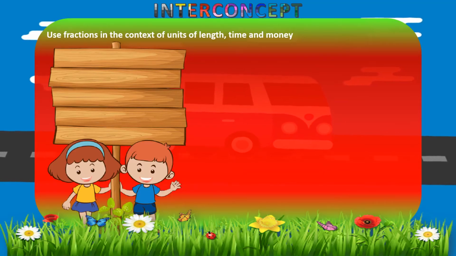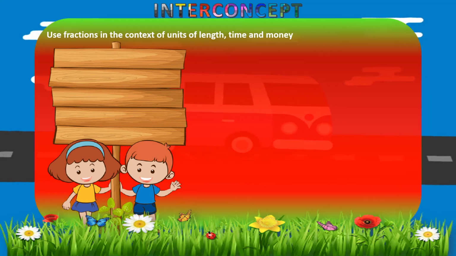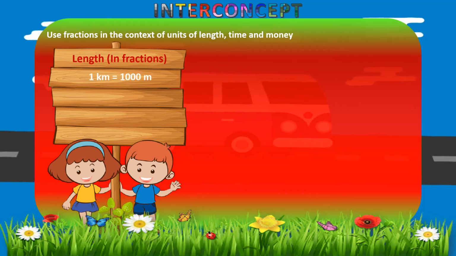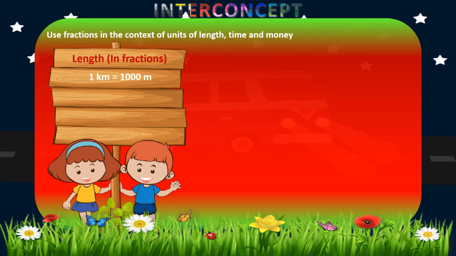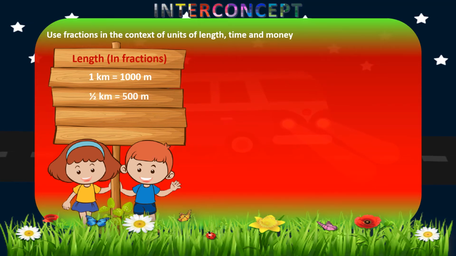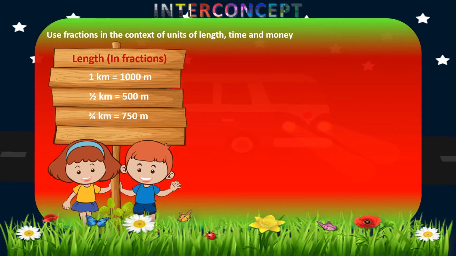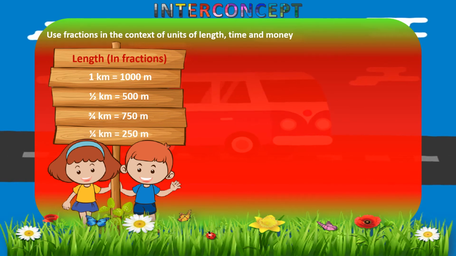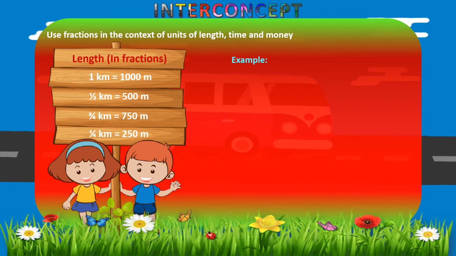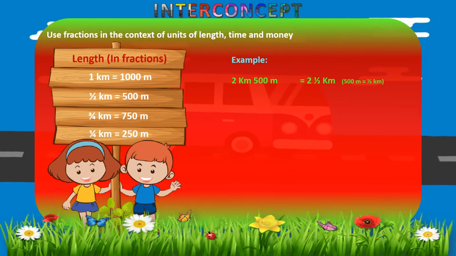Use fractions in the context of units of length, time and money. Length in fractions. 1 kilometer is equal to 1000 meter. Half kilometer is equal to 500 meter. 3 by 4 kilometer is equal to 750 meter. 1 by 4 kilometer is equal to 250 meter. Some examples. We find the kilometers.